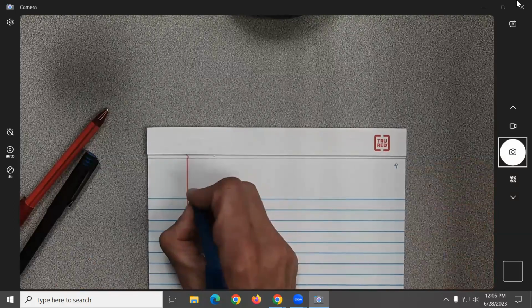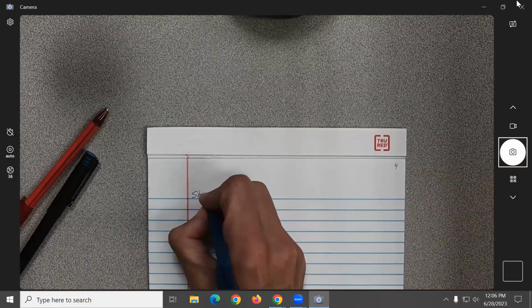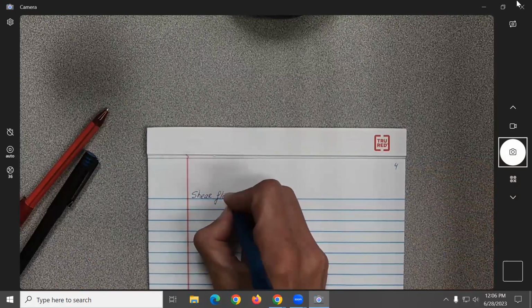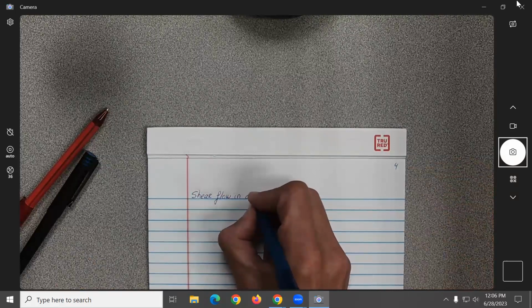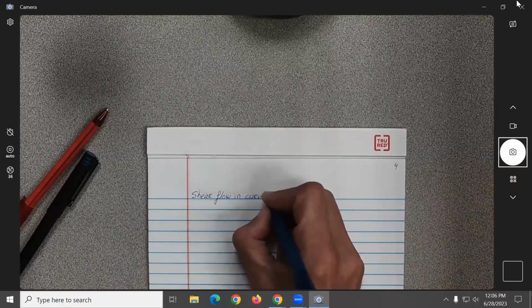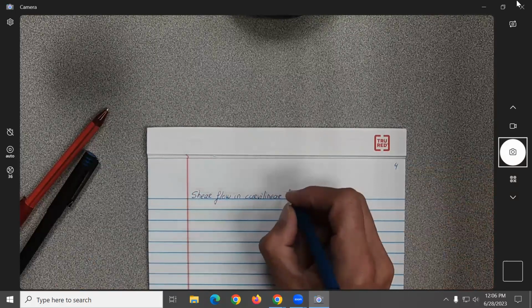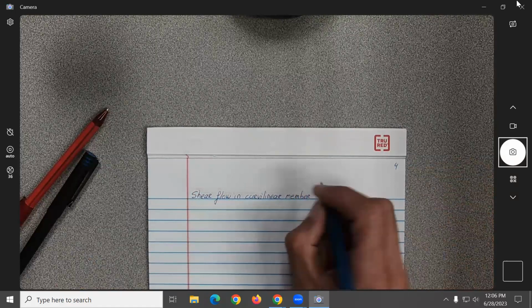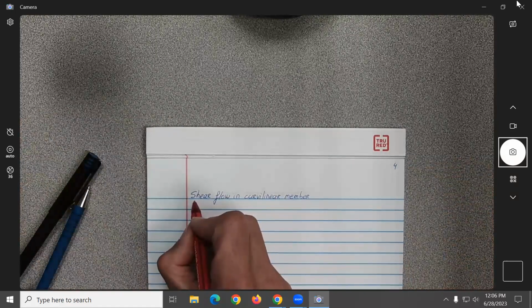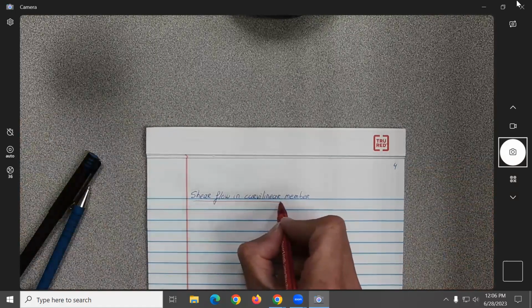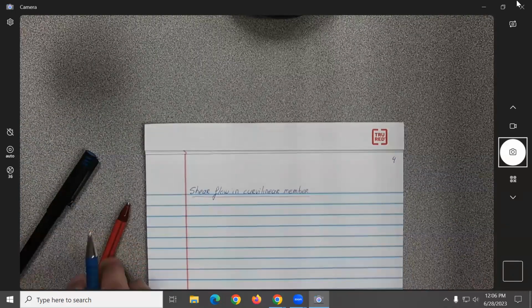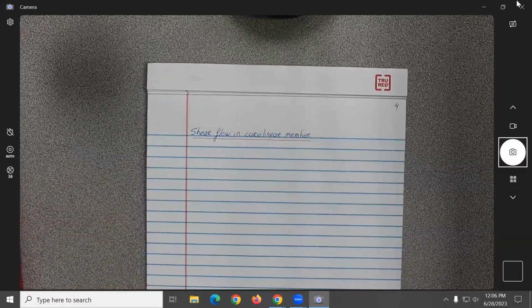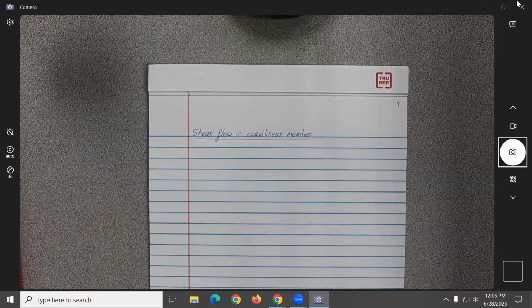Okay, so let's put here shear flow in curvilinear member. This might be a review, but like I told you, we should be able to use the classes to do any assignment, no? Without having to go to a book or previous classes.